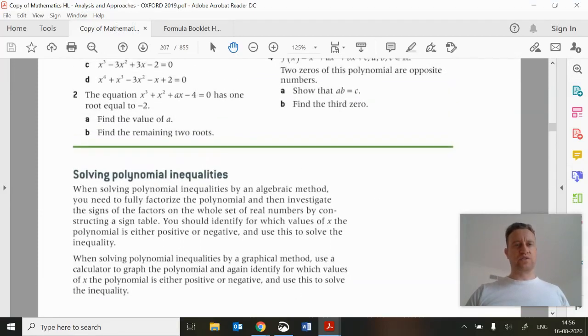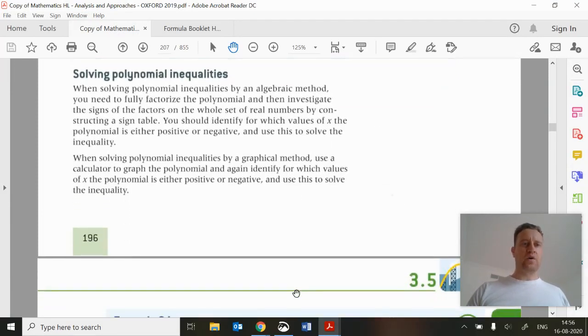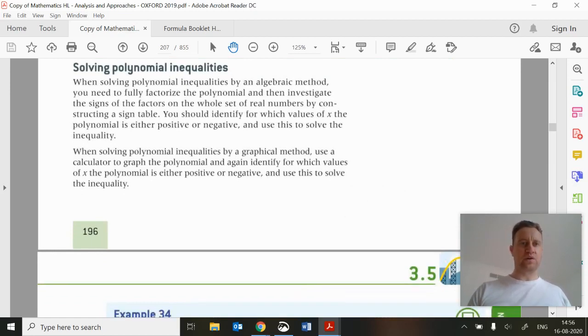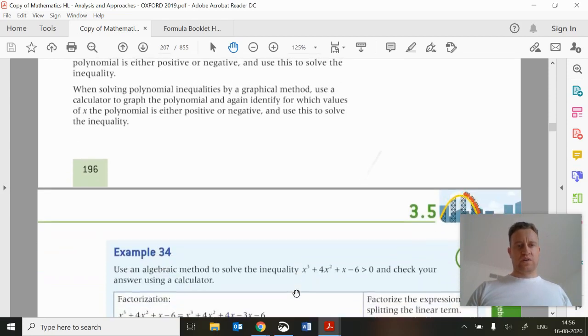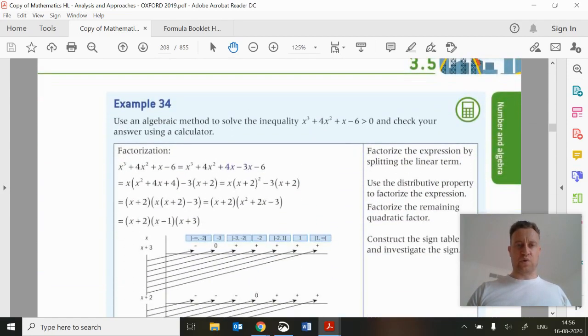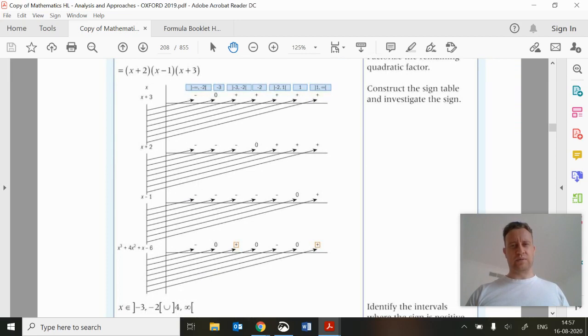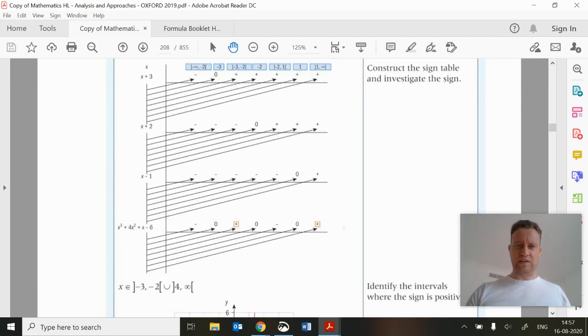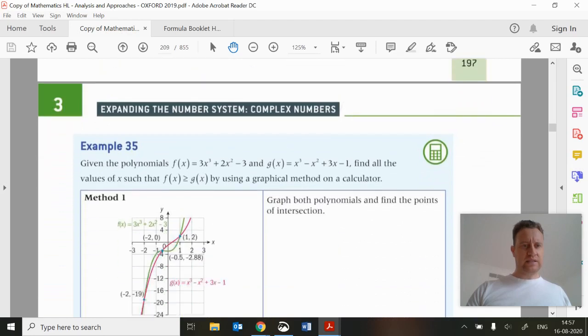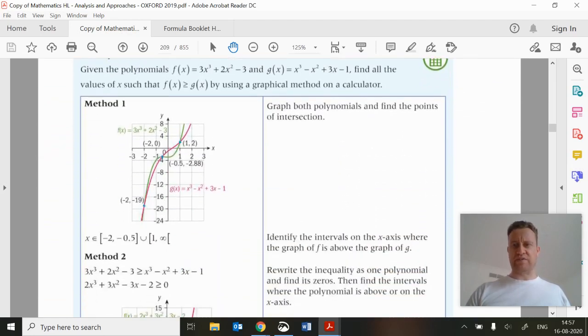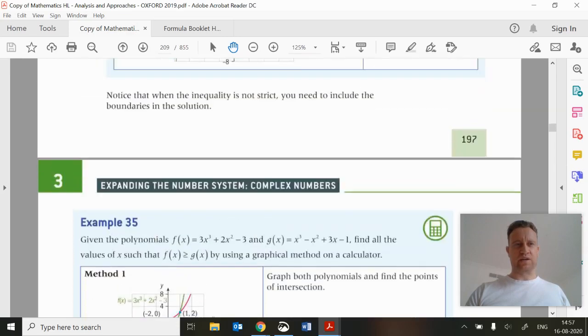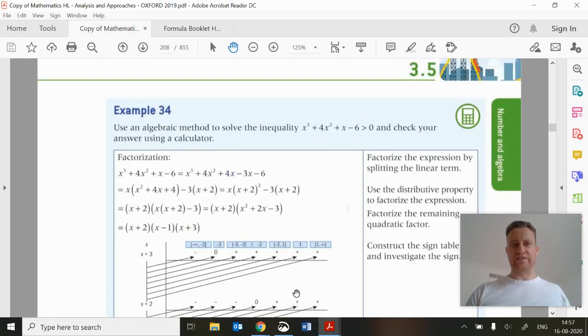Hi there guys, well we're working towards 3.0 now, and 3.0 in the HLAA Oxford book is about solving polynomial inequalities. Okay, so we're going to look at some algebraic techniques here through the questions by, again, factorizing and then considering signs, or maybe considering how to sketch the graph out. They come up with these sign tables here, which I wouldn't want to be doing in an exam. And then there's a lot of calculator methods here as well.